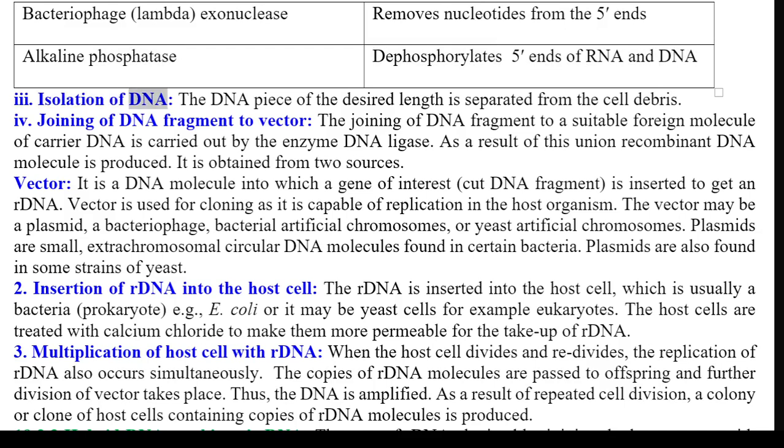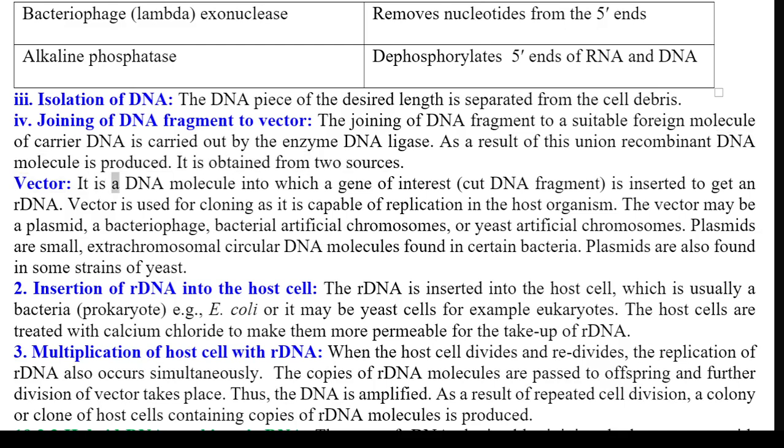3. Isolation of DNA. The DNA piece of the desired length is separated from the cell debris. 4. Joining of DNA fragment to vector. The joining of DNA fragment to a suitable foreign molecule of carrier DNA is carried out by the enzyme DNA ligase. As a result of this union, recombinant DNA molecule is produced. It is obtained from two sources.